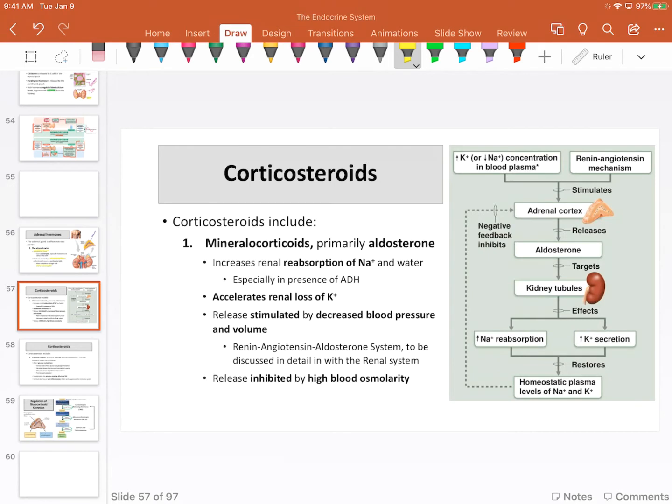Now, if we look at the adrenal cortex and the hormones that are released from it, we can break these hormones down into two different classes. One class is the mineralocorticoids, and the other class is the glucocorticoids. Looking at the mineralocorticoids first, there's quite a few of them, but the primary mineralocorticoid that we are interested in this class and that we will talk about in this class is this one here, and it's called aldosterone.